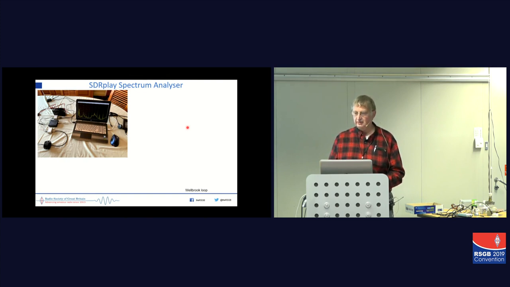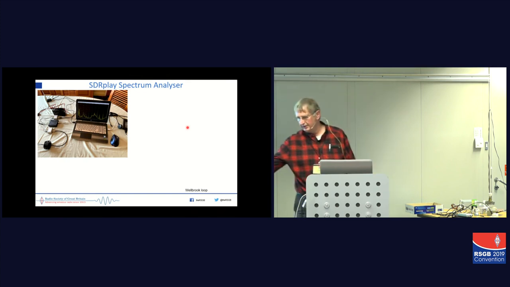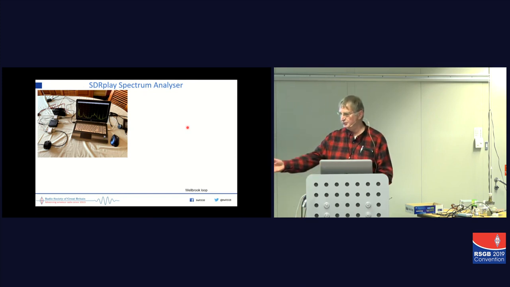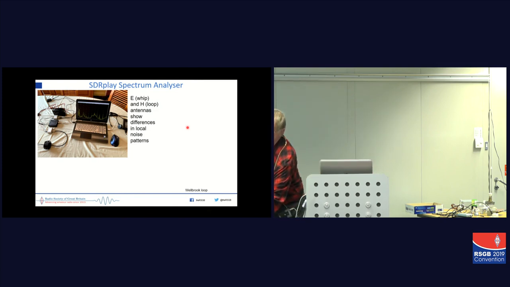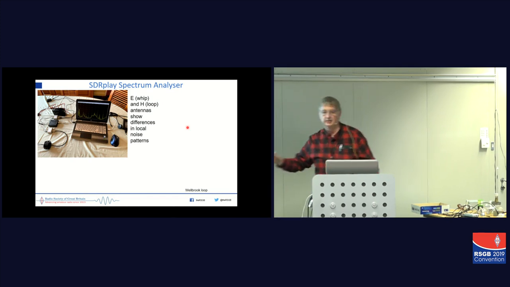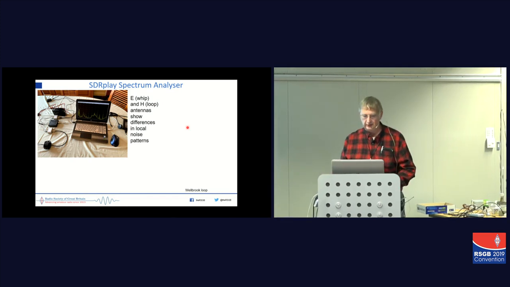Now here we're using an SDR, which is like the one on the table. We either use an E-field whip, like this one, as the antenna, or we can use an H-field loop, like that one, to pick up the interference.